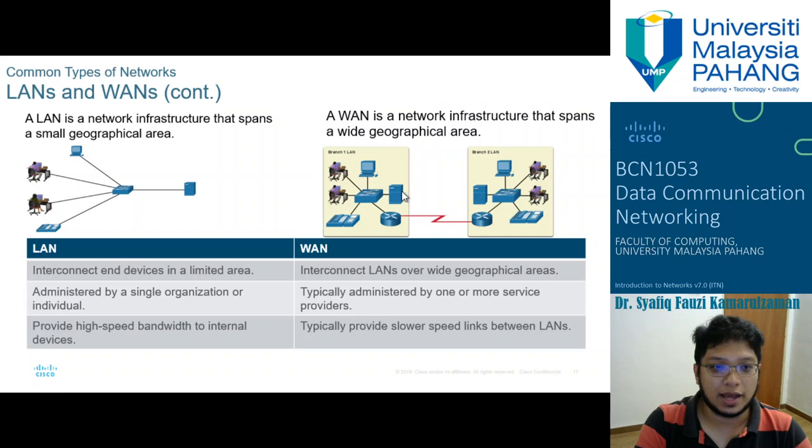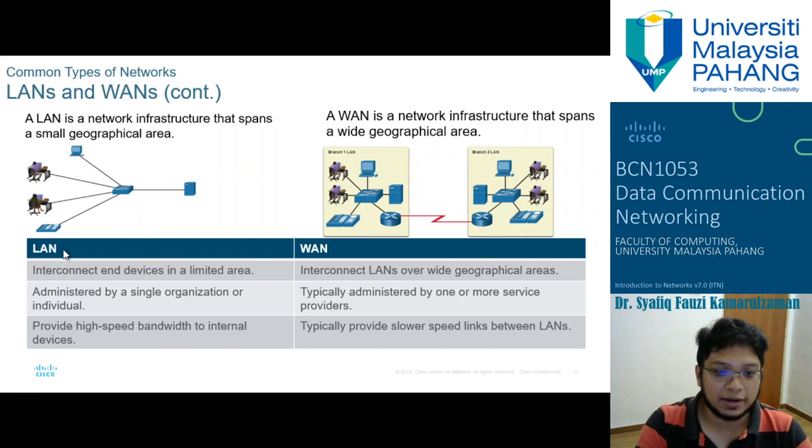So a LAN is a network infrastructure that spans a small geographical area. That's why this is a part of an institution network. A WAN is a network infrastructure that spans a wide geographical area, for example between states or between countries. Usually big multinational companies have their own wide area network that interconnects the factories and offices that they have around the world.